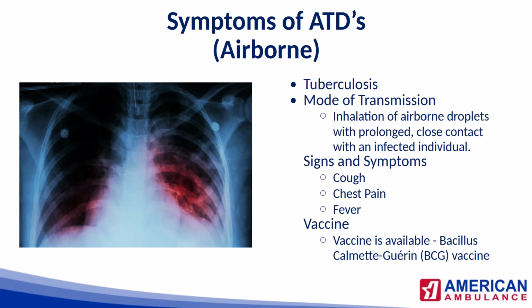While there is no widely used vaccine for preventing TB, the Bacillus Calmette-Guérin (BCG) vaccine is available in some countries and is often given to infants in high-burden areas to protect against severe forms of TB in childhood. However, the BCG vaccine's effectiveness in preventing pulmonary TB, the most common form of the disease, is variable.